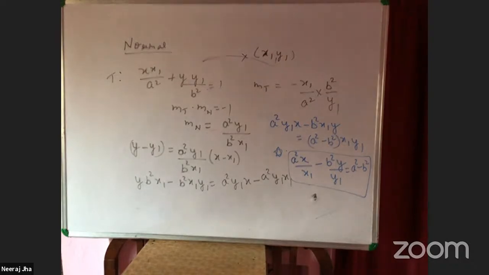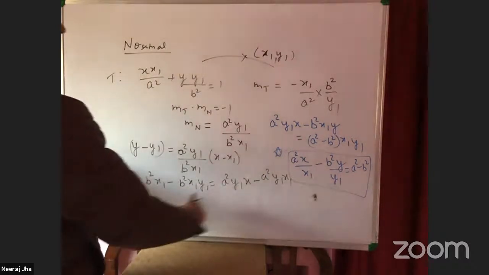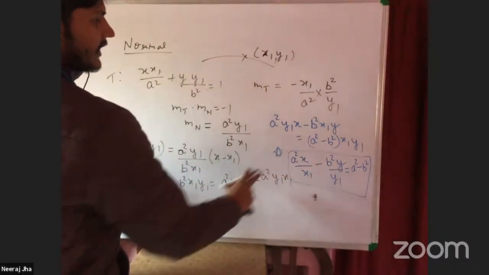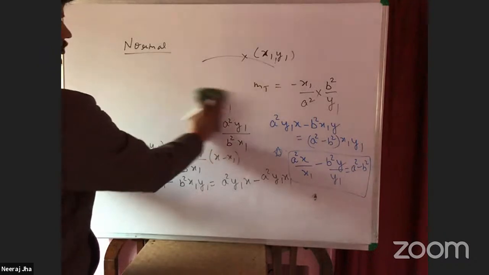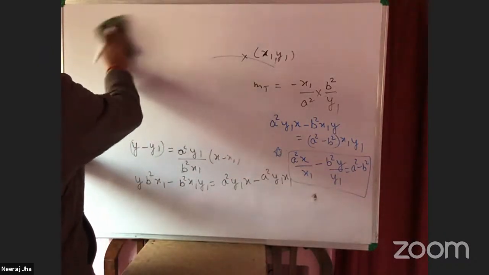Now, if that x1, y1 is a parametric point, if you don't want to write the derivation, no problem. You can just simply write this equation. You should know how to derive it. You should know that, that's it.